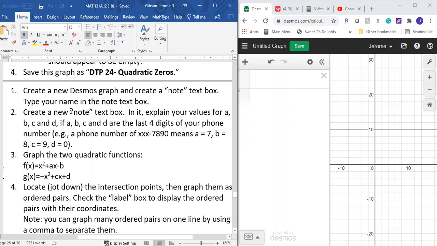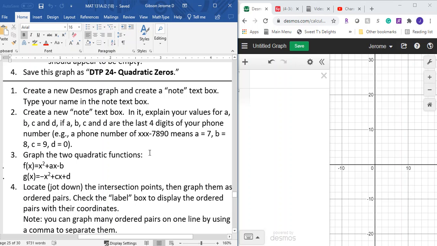Okay, so first of all, it said create a new Desmos graph. You know how to do that. And then the note box, and we're going to do the last four digits of your phone number, but I'm going to use the actual digits that they provided here. So my A is going to be 7, B is 8, C is 9, D is 0.